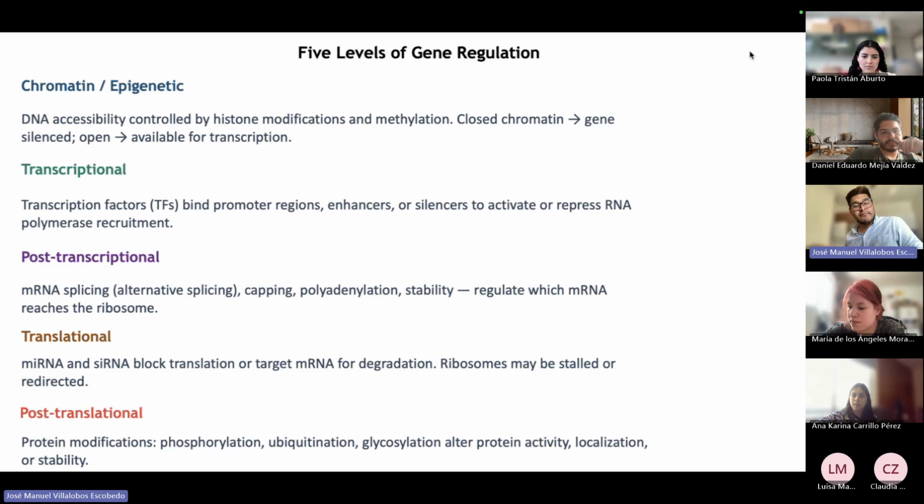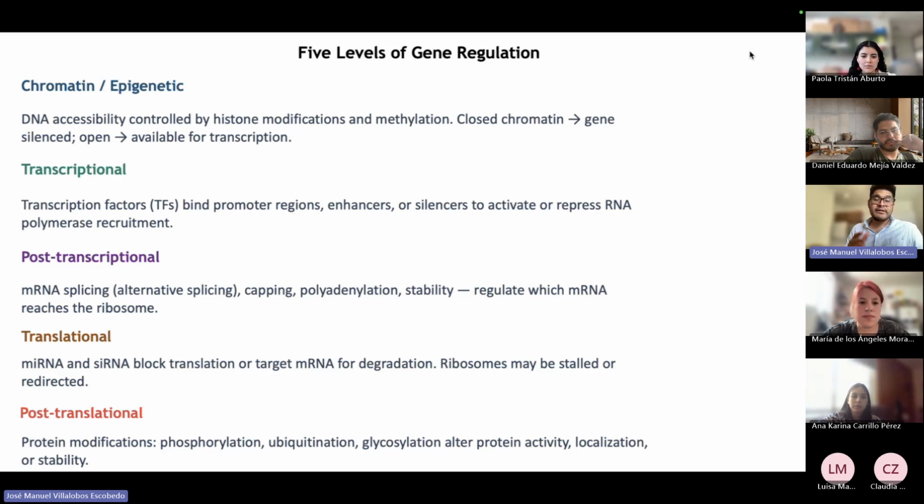But there is another kind of modification, post-transcriptional modification, like mRNA splicing, alternative splicing, capping, polyadenylation, and stabilization, which regulate which mRNA reaches the ribosomes. There are also changes using small RNAs, like microRNAs, promoting the degradation of the RNA, or sRNAs.